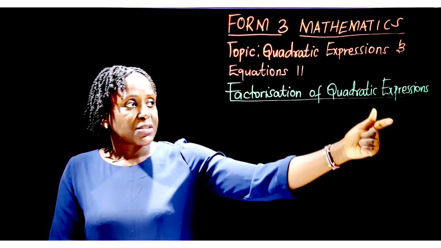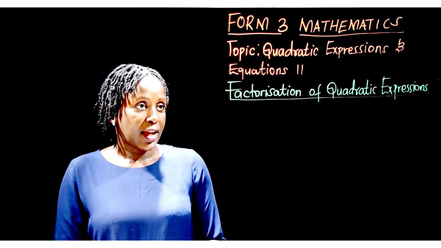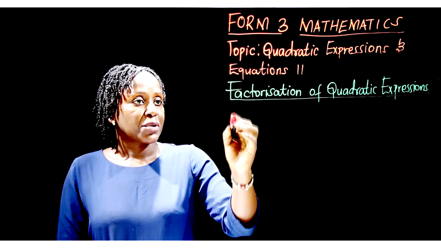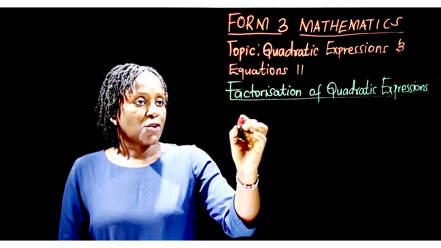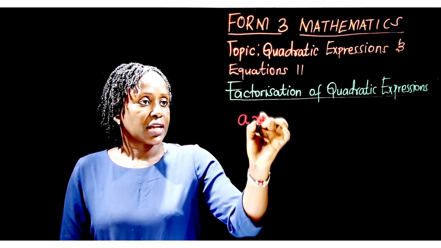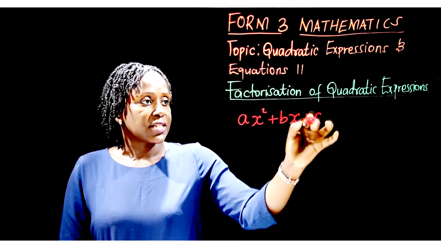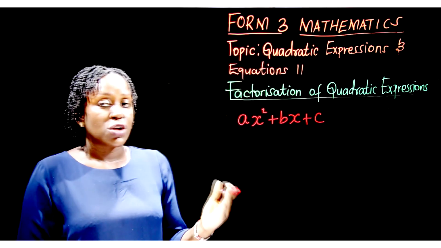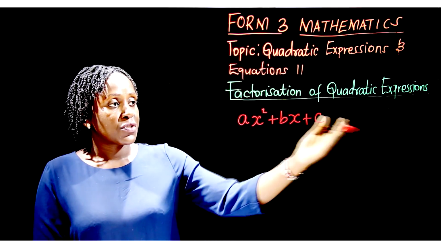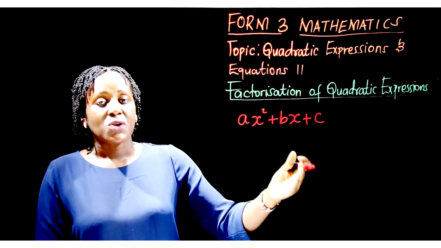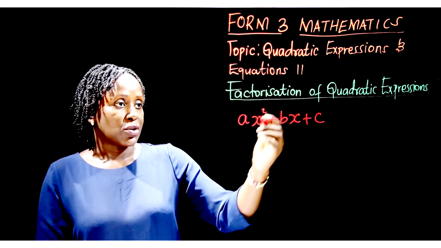So quadratic expressions, how do they look? Quadratic expressions are always written in the form of ax squared plus bx plus c. Note that there is no equal sign. The moment you introduce an equal sign, you will be trying to create an equation.